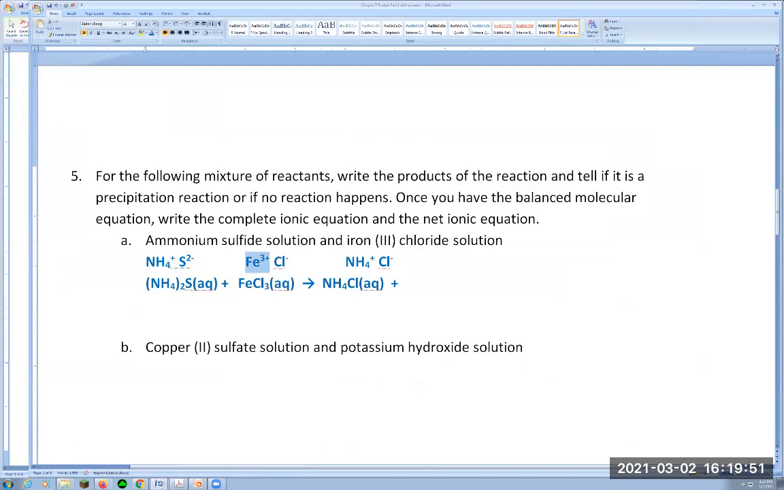Now let's find the other compound, the other product. And that's going to be iron, and it will mix now with the sulfide.